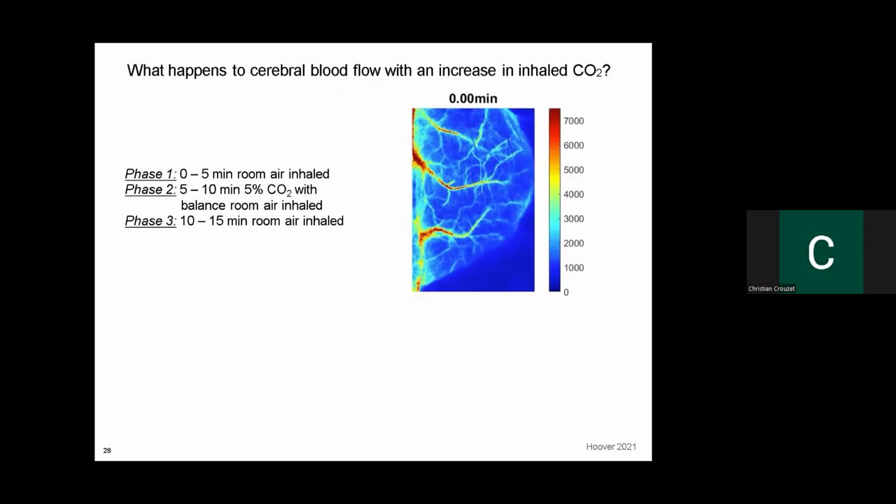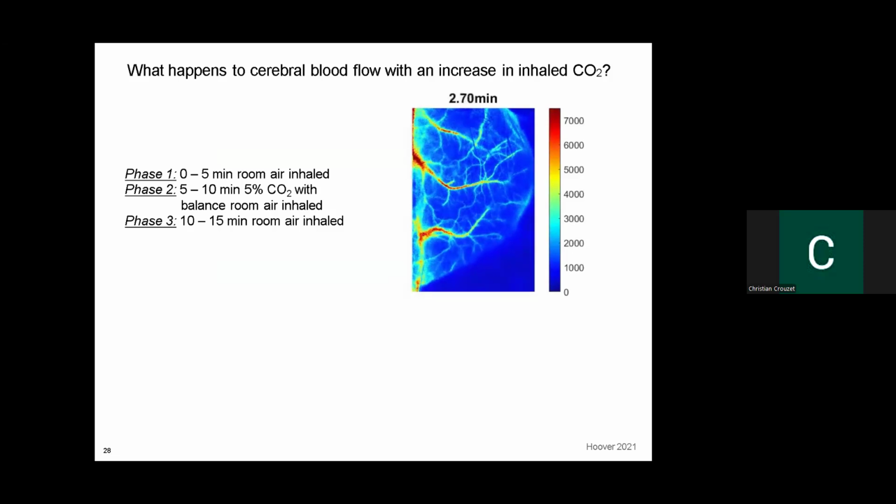Another one that we use in the lab quite frequently is changing what the rodent is breathing. So in this scenario, it's a 15-minute experiment. The first 5 minutes, they're breathing room air. Then what they breathe switches to 5% CO2 with the balance of room air, and then switching back to room air.